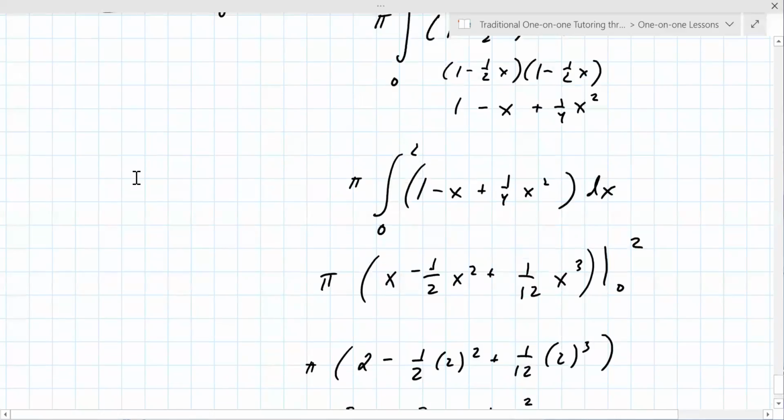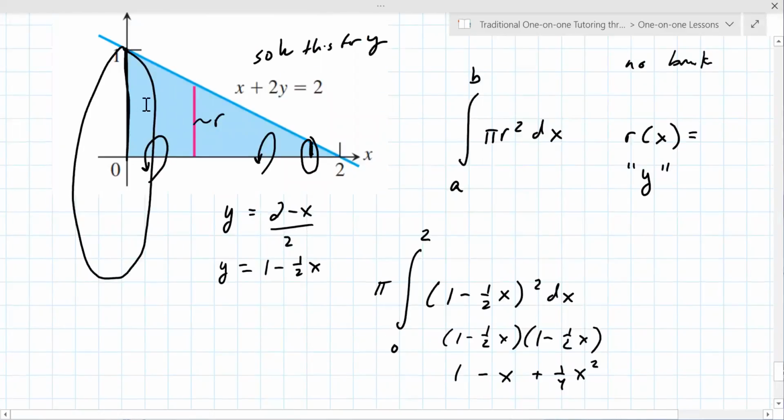Sometimes they ask you, like, what does this look like when you revolve it around the axis? And this actually looks like a cone. You can maybe visualize that. If not, that's okay too.